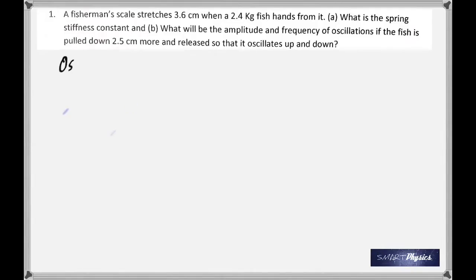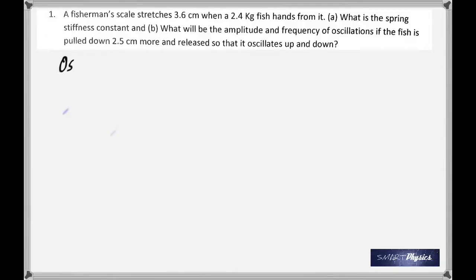Okay, here are the problems on oscillations. Question number 1. A fisherman's scale stretches 3.6 centimeters when a 2.4 kilogram fish hangs from it. What is the spring stiffness constant? And what will be the amplitude and frequency of oscillations if the fish is pulled down 2.5 centimeters more and released so that it oscillates up and down?